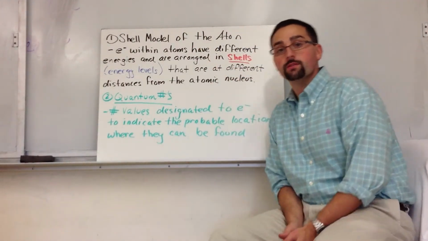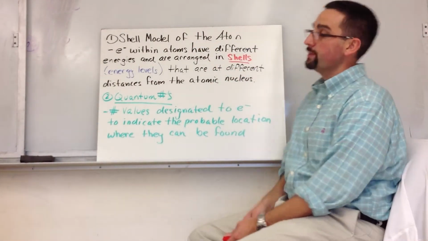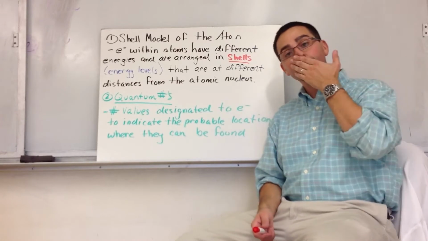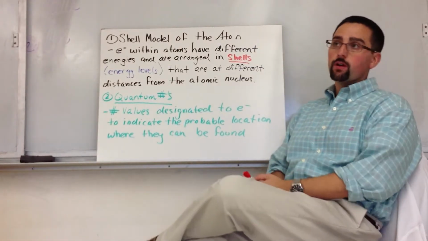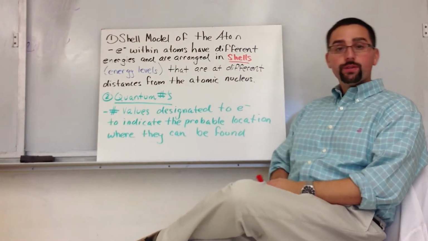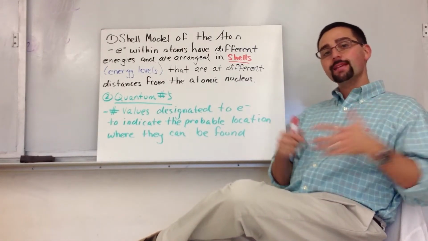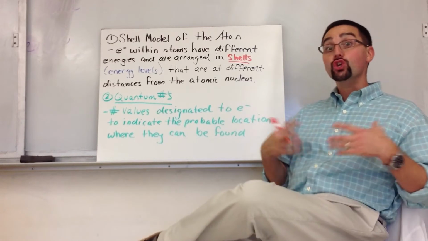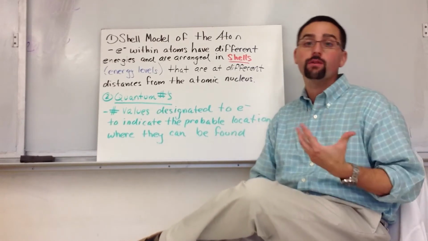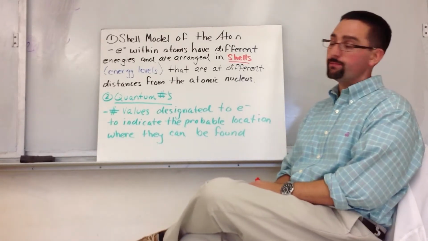Okay, welcome to chemistry. Today we're going to be talking about the shell model of the atom. Recently in my class we've been talking about how the nucleus is very dense and very small, and it's the space outside that nucleus that's huge and vacuous, very, very empty, where those electrons reside.